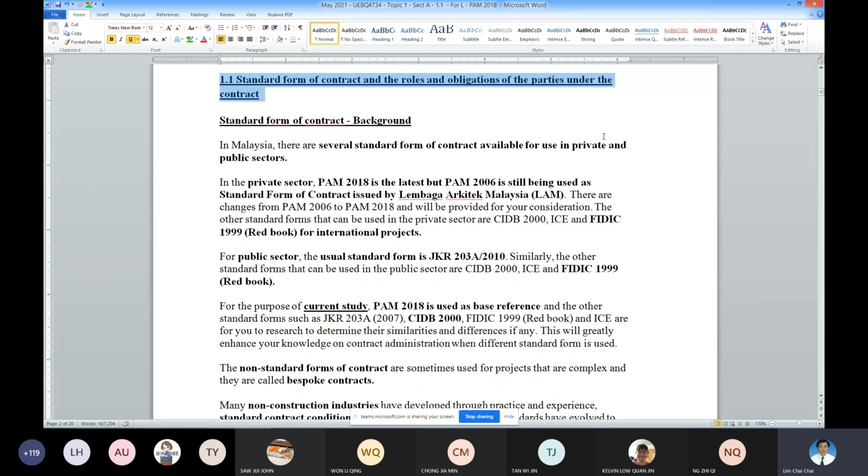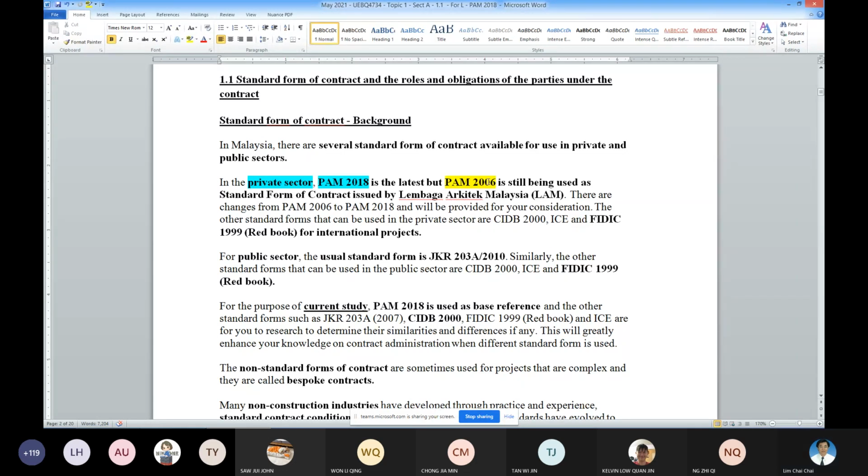Okay, so please remember the standard form of contract, that what is written here, like for example, the latest one in Malaysia will be your PAM 2018 that is being used in the private sector, which I re-upload to you already. So you can see, and then the old version is PAM 2006. I believe when you graduate, you will be handling project still under PAM 2006.